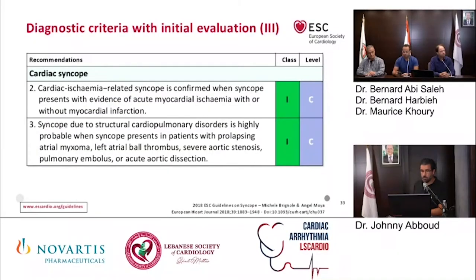Also, cardiac ischemia related syncope is confirmed when syncope presents with evidence of acute myocardial ischemia with or without myocardial infarction. Syncope due to structural cardiopulmonary disorders is highly probable with syncope present in patients with prolapsing atrial myxoma, left atrial wall thrombus, severe aortic stenosis, pulmonary embolism, or aortic dissection.